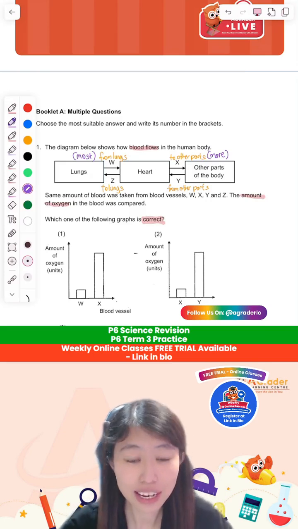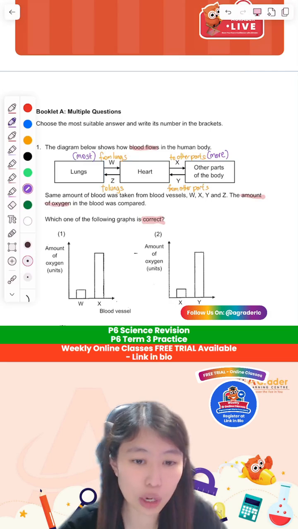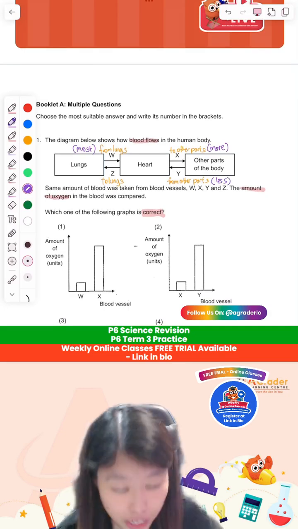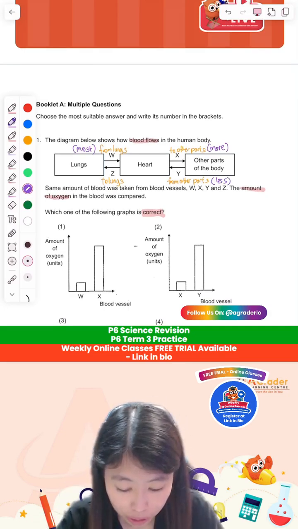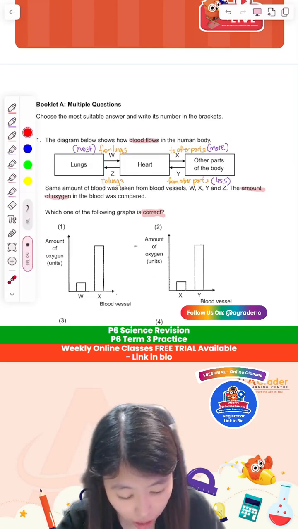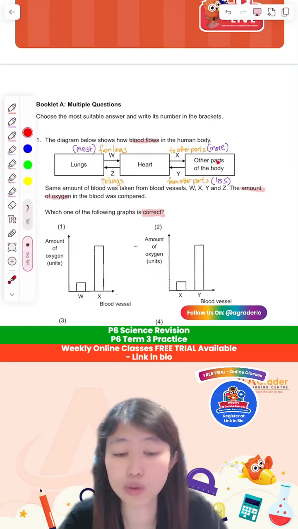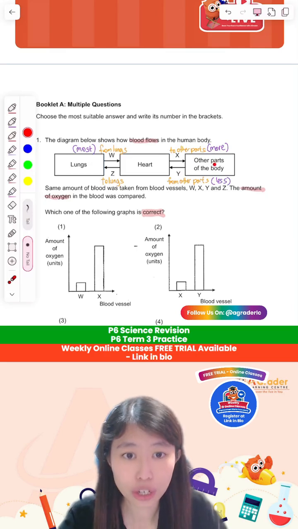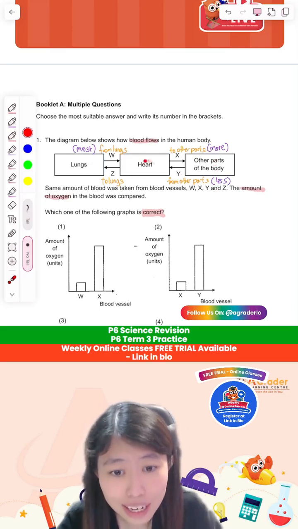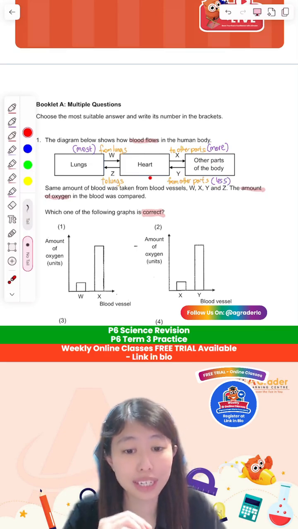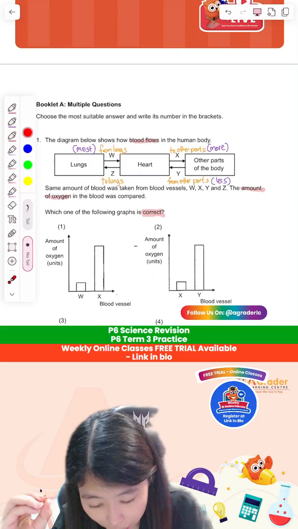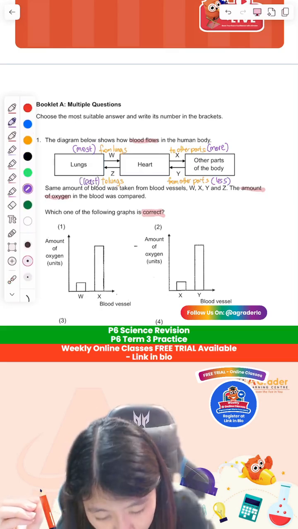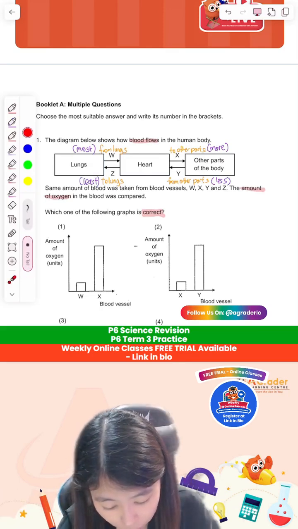The next one, which is actually considered low already, is Y. So Y has less oxygen already. Why is it less oxygen? Because the other parts of your body go through respiration. It uses up a lot of oxygen and digested food to obtain energy. Then after that, when it passes through the heart, it is going to use up a little bit of oxygen again, followed by Z, which will have the least amount of oxygen because the heart used up some of it.